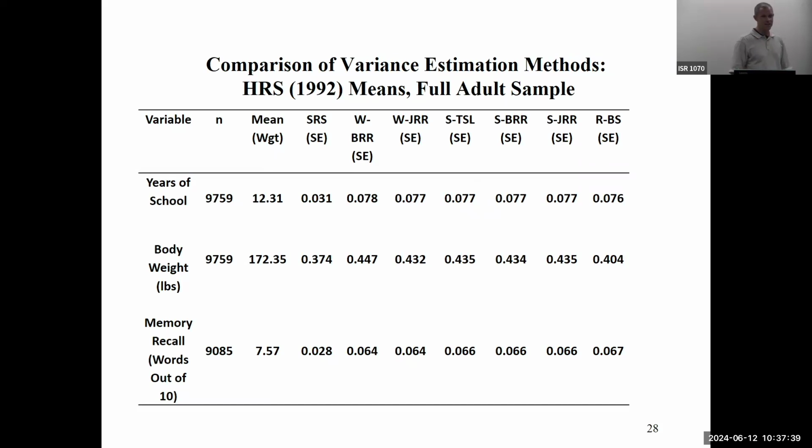It's actually a fun test, if any of you have ever done that. If somebody just throws 10 random words at you, and then they say those 10 words again, you get all 10. It's an interesting measure of cognitive functioning.